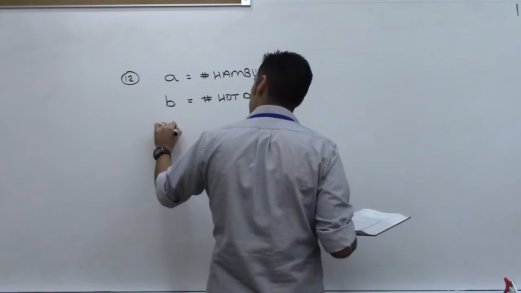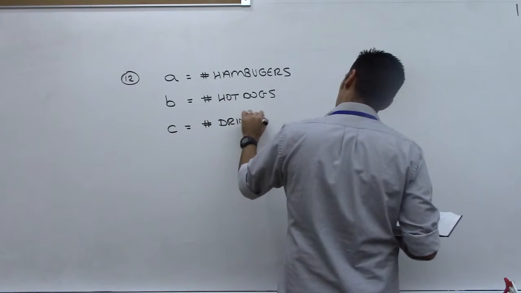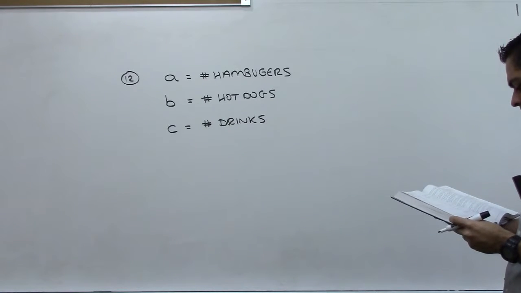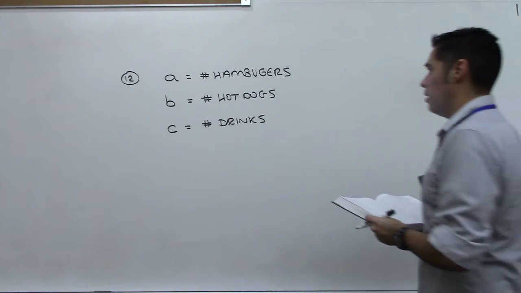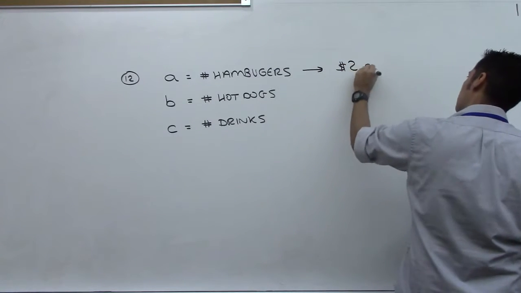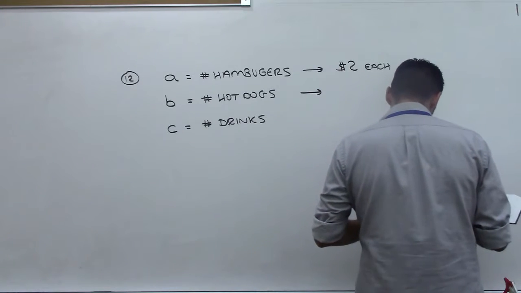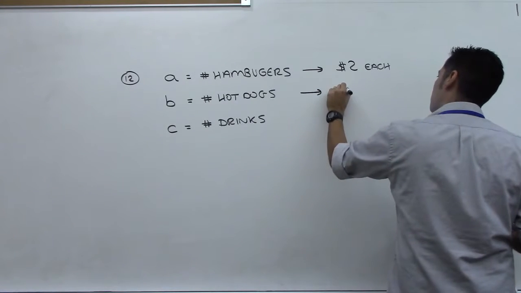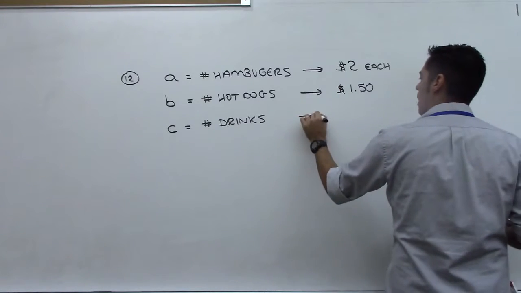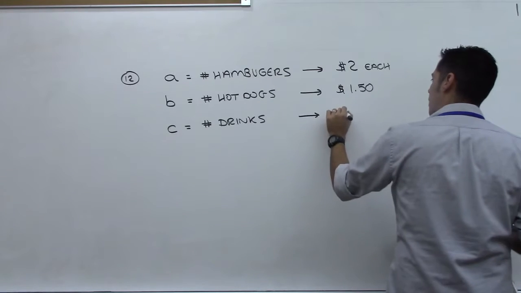And C is the number of soft drinks. I'm just going to put number of drinks. He charges $2 for a hamburger. I'm just going to put an arrow here. $2 each. Charges $1.50 for a hot dog. And charges $1 for a drink.